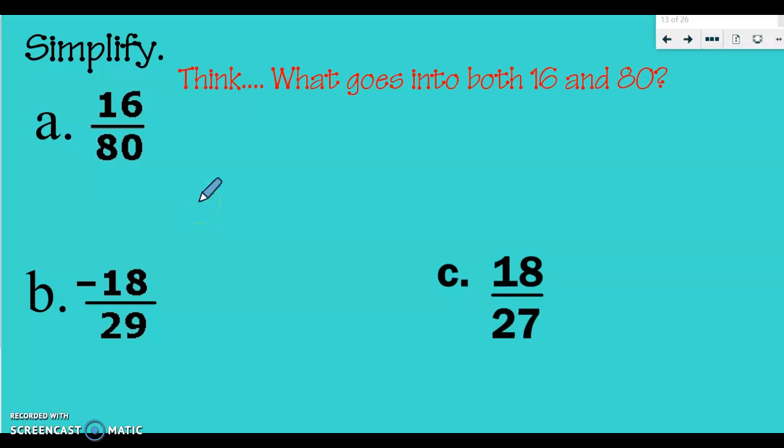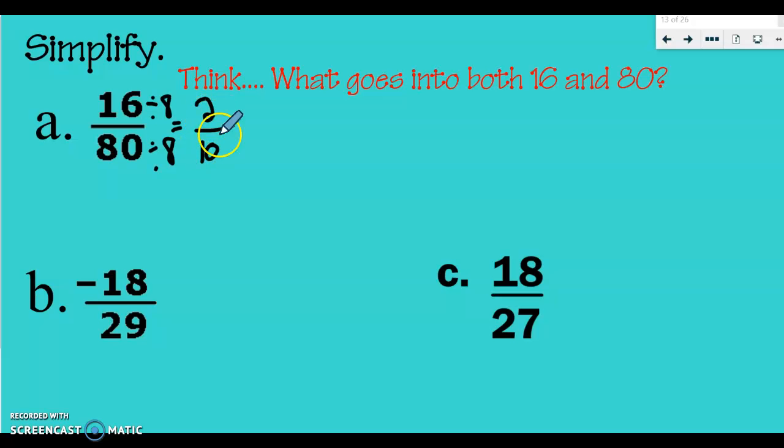So again, you're looking at greatest common factors. Between 16 and 80, you can write out a list of the factors, so 8 and 2, 4 and 4, 16 and 1, and see what the greatest common factor is. I think 8 goes into both of them, so I'm going to divide by 8. So 16 divided by 8 is 2, and 80 divided by 8 is 10.